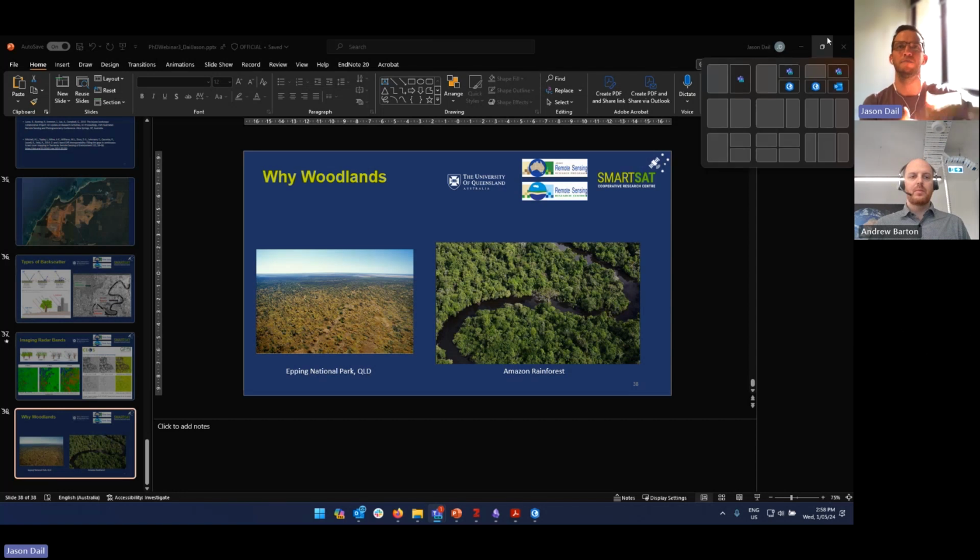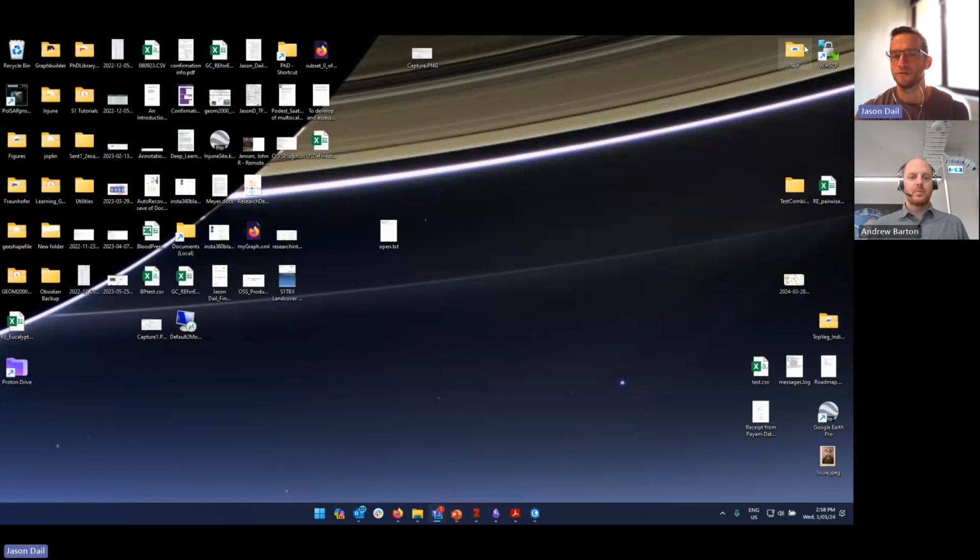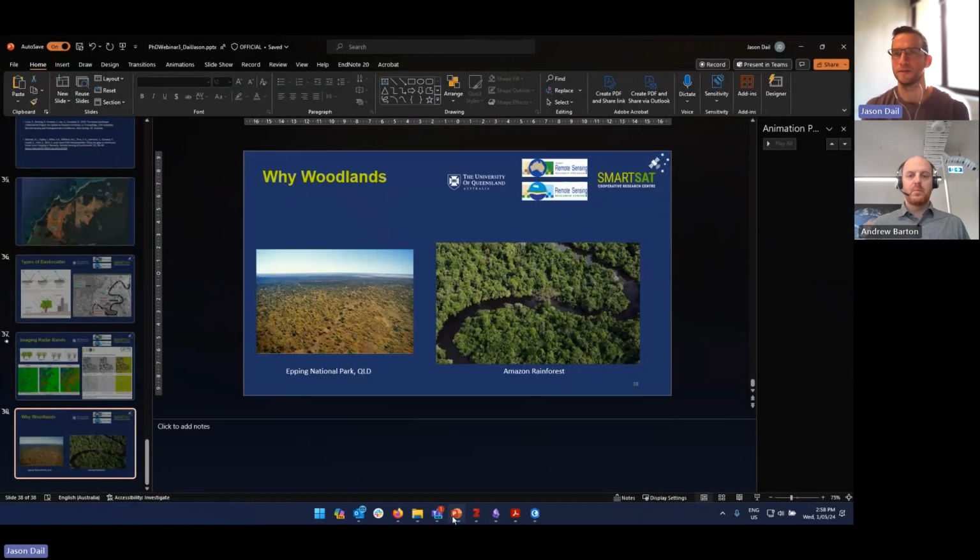The idea is to build upon this. Currently there is no radar imagery incorporated in the methodology, and mine is to try to bring this in to improve it, and also to explore the use of C and L band for woodlands. I don't know if that really answered your question. Yeah, no, that's great. Thank you.